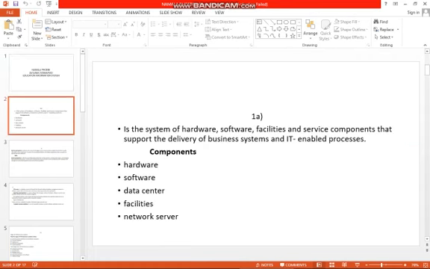Slide 2 is about IT infrastructure. The definition is a system of hardware, software, facilities, and service components that support the delivery of business systems. Its components include hardware, software, data center, facilities, and many others.